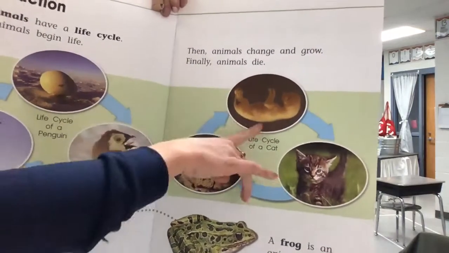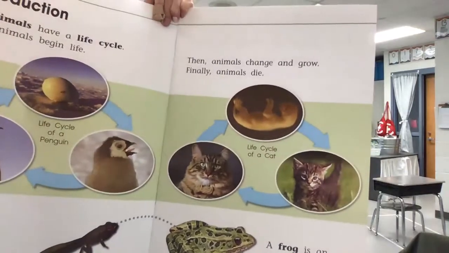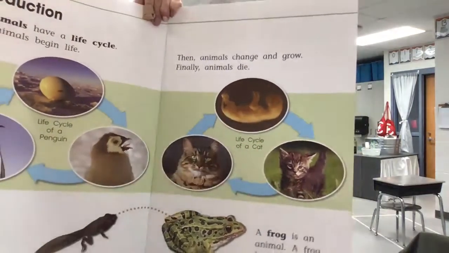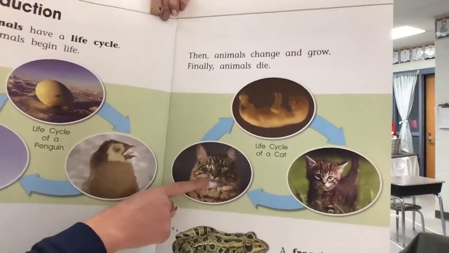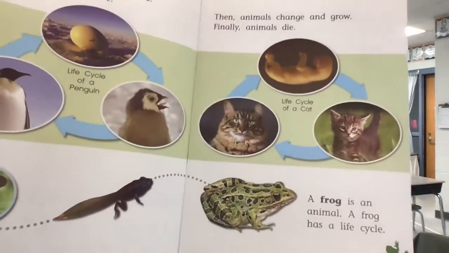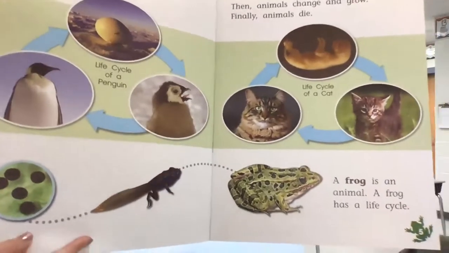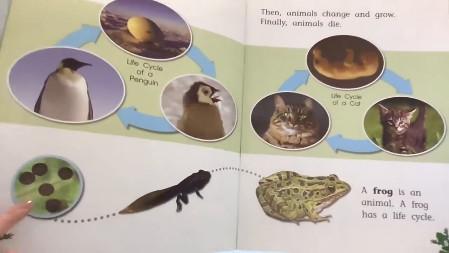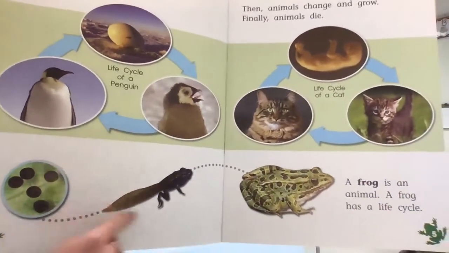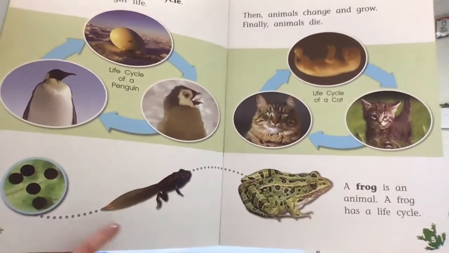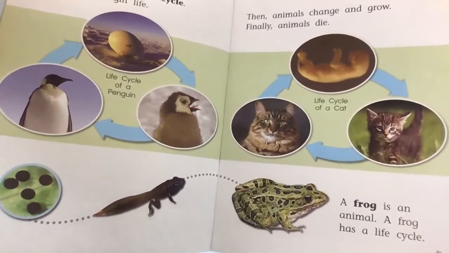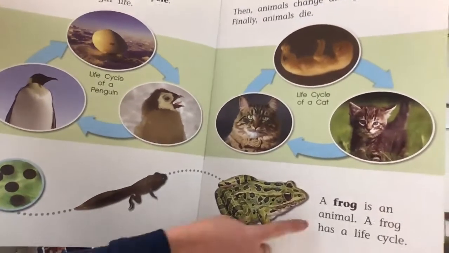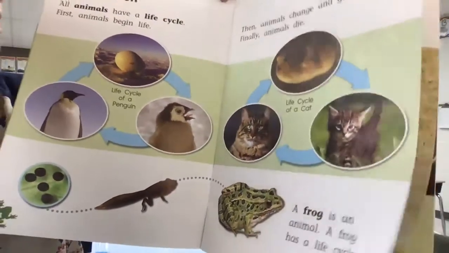Here's an example of the life cycle of a cat. Look at that baby cat right here inside its mama's belly. Then what do we call a baby cat? A kitten, right? And then as it grows and changes, it gets bigger to an adult cat. And then down here at the bottom is an example of our life cycle of a frog. So we see its eggs, and then it turns into a tadpole, and then it turns into a frog. So a frog is an animal, and a frog has a life cycle, is what our little caption says.